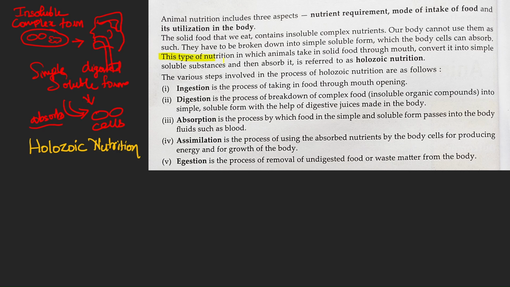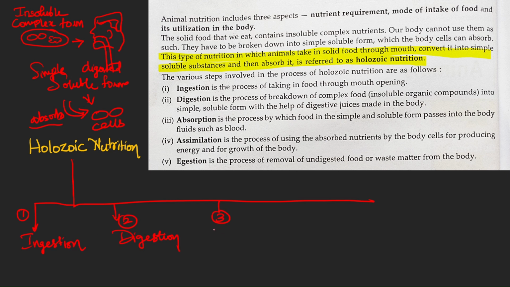This type of nutrition, in which animals take in solid food through the mouth, convert it into simple soluble substances and then absorb it, is referred to as Holozoic nutrition. So this Holozoic nutrition has various steps involved. It has 5 main steps. The first one is ingestion. The second step is digestion. The third step is absorption. The fourth is assimilation, and then egestion.